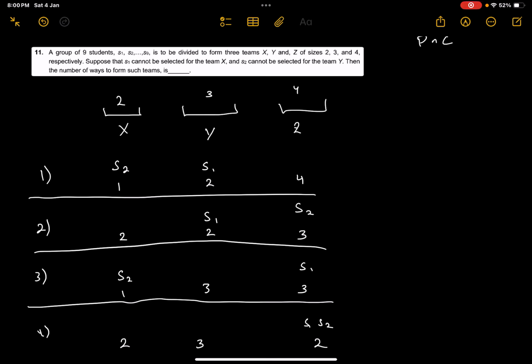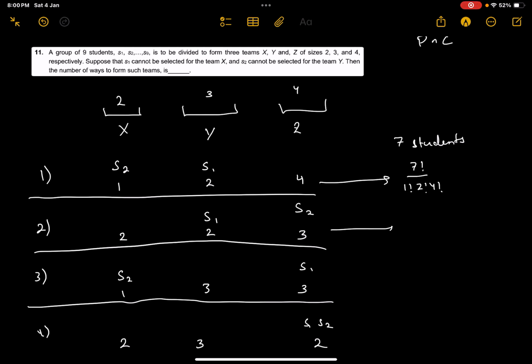So now the problem in each case is reduced to allocating 7 students to 3 teams, to partition these 7 students into 3 teams such that the number of students per team is given according to the case. So we have a direct formula for that. It becomes 7 factorial upon 1 factorial, 2 factorial, 4 factorial in case 1.